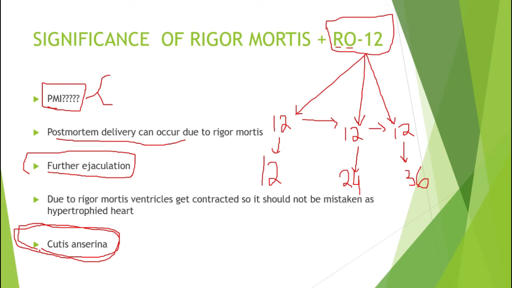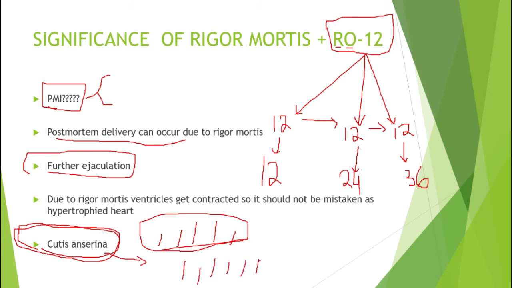Due to rigor mortis, erector pili muscles contract, and there is puckering of skin. Puckering of skin means the skin becomes goosey in appearance. It must not be mistaken for the skin seen after drowning. After drowning, all the hairs of the body are standing, and the same thing is seen with cutis anserina, in which all the erector pili muscles contract and all the hairs are standing, which is called goosey skin appearance. Another term for this goosey skin appearance is cutis anserina.